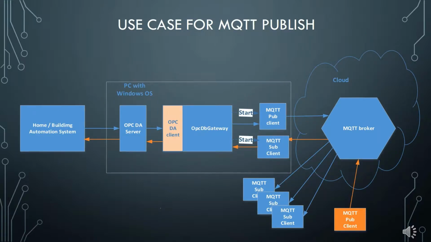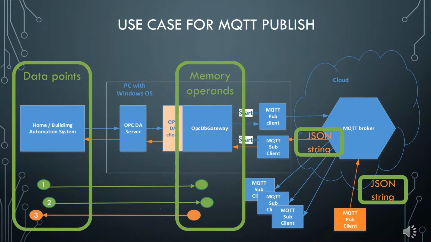OpcDbGateway can also mediate the transmission of messages in the opposite direction, from the client applications to the home automation system. This can be used, for example, to switch on and switch off some appliances remotely. The mapping of OPC variables to data points is performed as in the previous case. This time, however, the OpcDbGateway runtime must transform the received JSON strings into process values so they can be transferred to the building automation system through the OPC server.